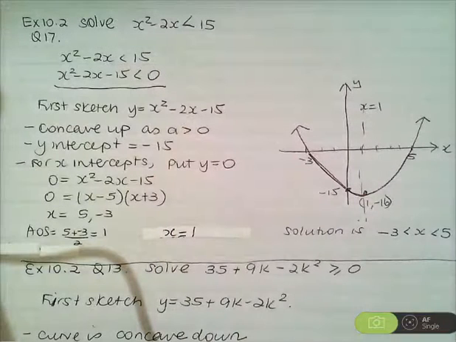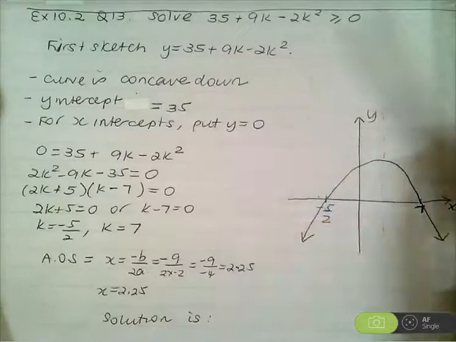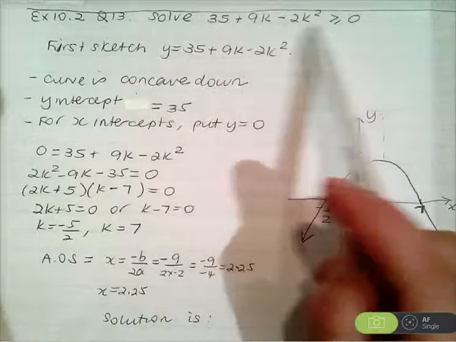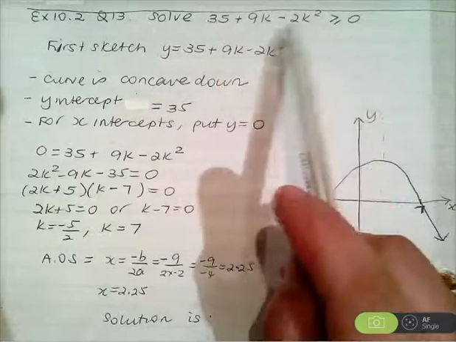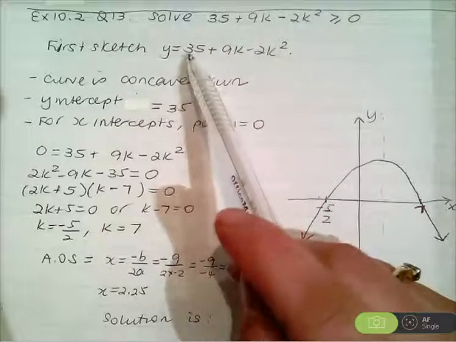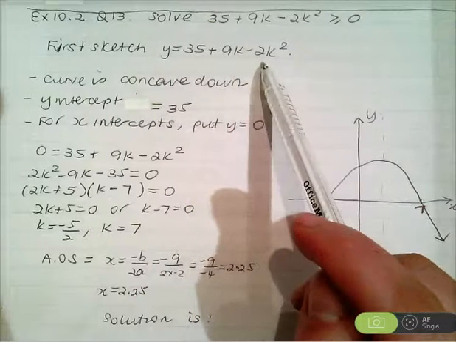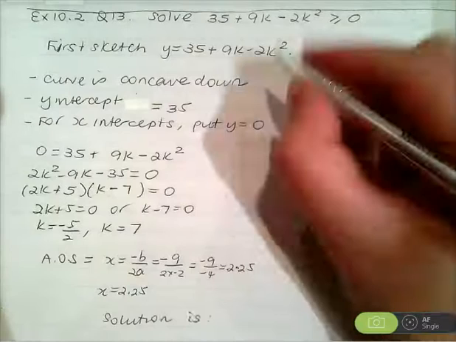Okay, now for question 13 from exercise 10.2. Okay, in this question we're asked to solve 35 plus 9k minus 2k squared is greater than or equal to 0. First we need to sketch the parabola y equals 35 plus 9k minus 2k squared. First thing we can look at is that the curve.